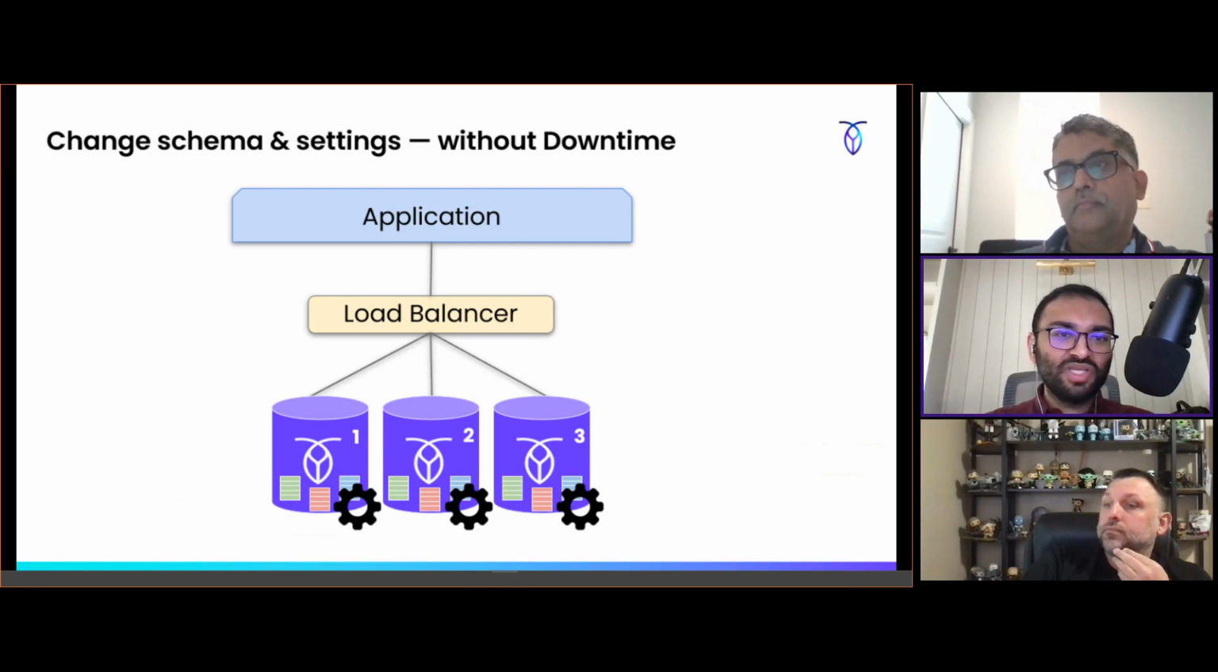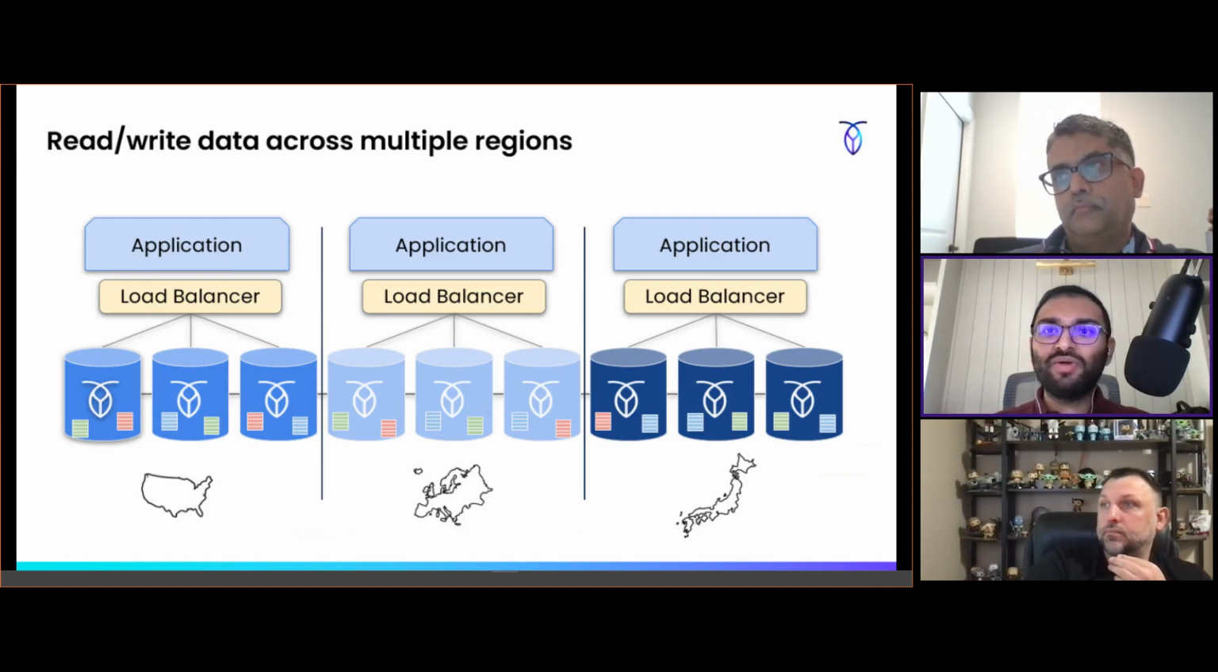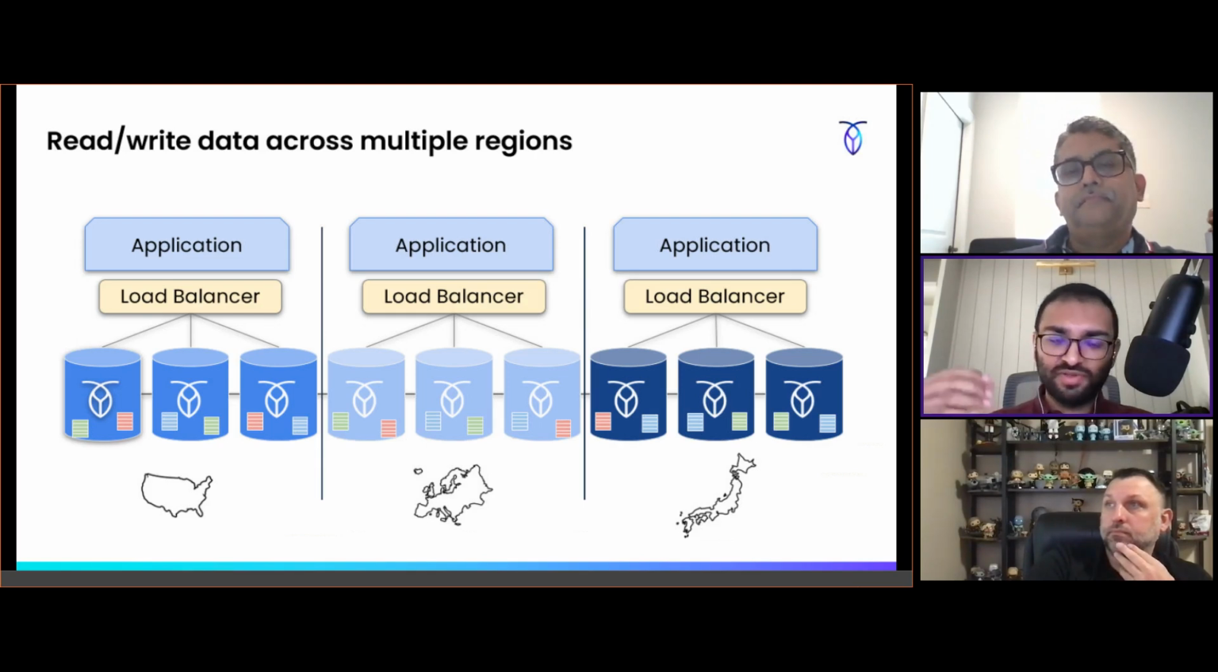And similarly, schema changes and whatnot all occur without encountering any sort of downtime within the application itself. And because of that scalability and consensus-based transactions, you're able to read and write data across multiple regions with the same consistency guarantees, even though it's a multi-region cluster. You still get the same transaction guarantees, making sure that your transactions, your inserts, your updates, are all ACID compliant. And your reads at the same time are also consistent.